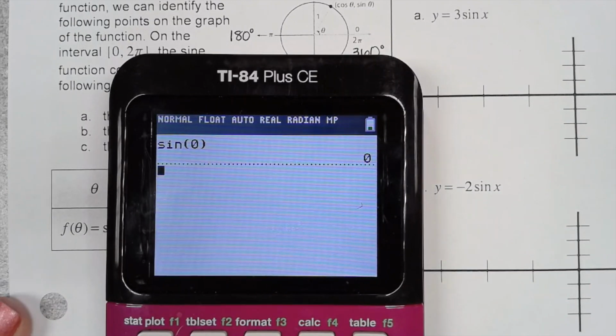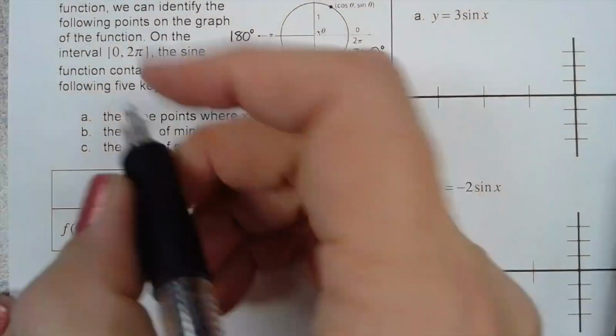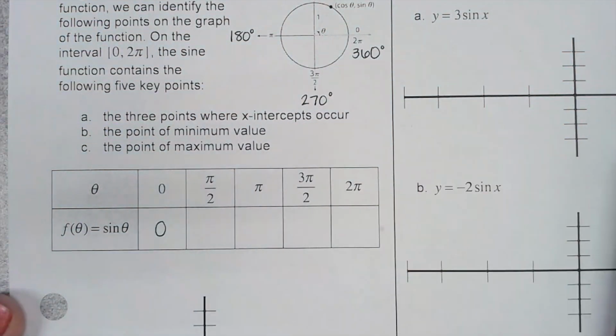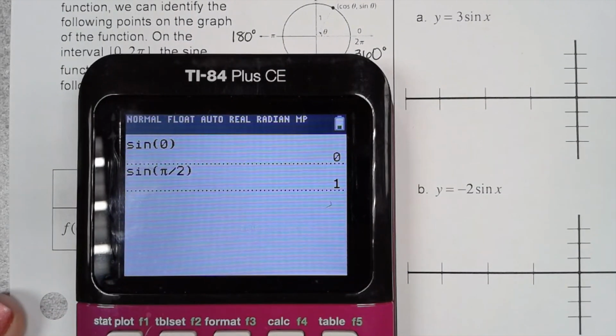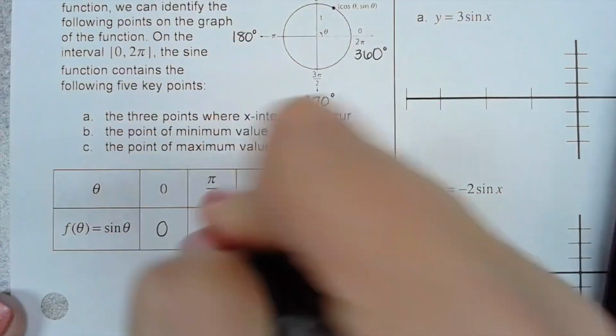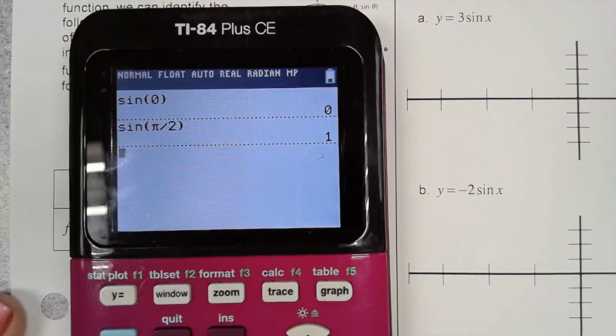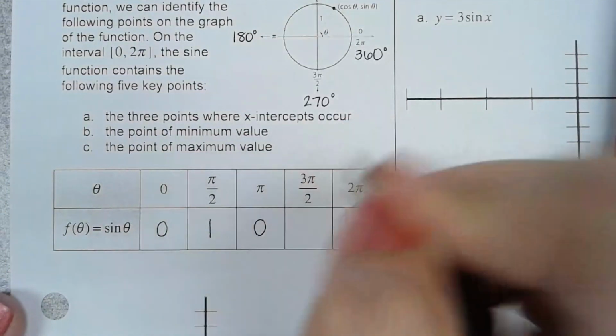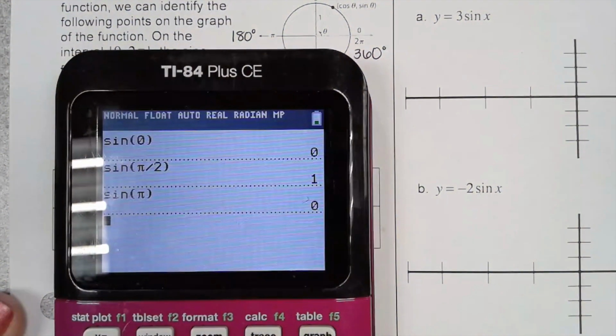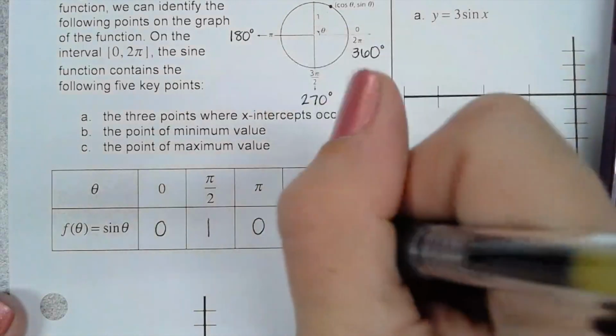So the sine of 0 radians, or 0 degrees, is 0. So at 0, sine is 0. Remember, I'm working in radians. The sine of pi over 2, which is the same as the sine of 90, is 1. The sine of pi radians, which is the same as the sine of 180 degrees, goes back to 0. The sine of 3 pi over 2 radians, which is the same as the sine of 270 degrees, that one gives me -1.